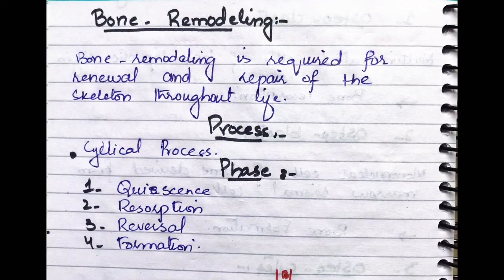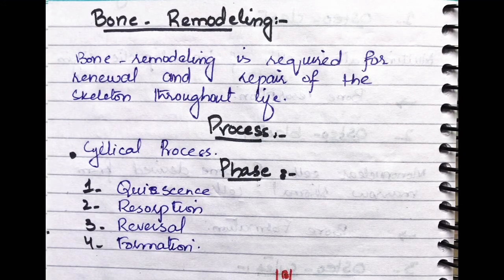Now moving on further, what is bone remodeling? Why we need bone remodeling? It is basically required for the renewal and repair of the skeleton throughout life. Whenever a person gets a fracture or a micro damage to the bone, what happens? Our body has a mechanism which is bone remodeling, in order to regenerate, in order to fill that fracture, in order to repair that bone that is being damaged.